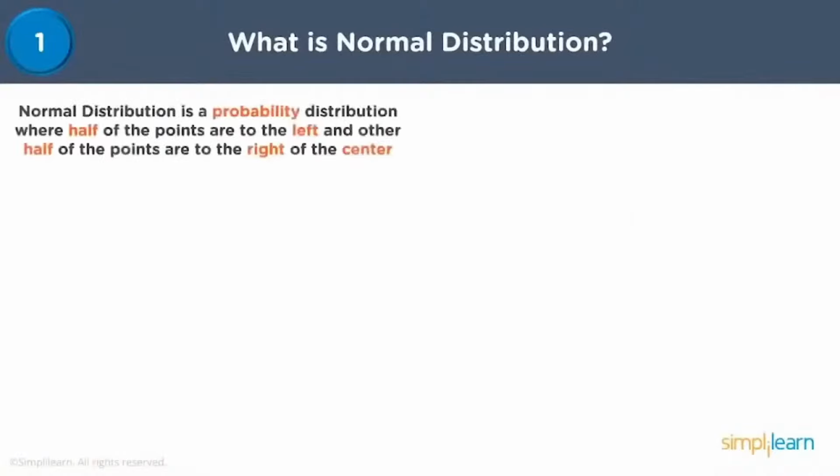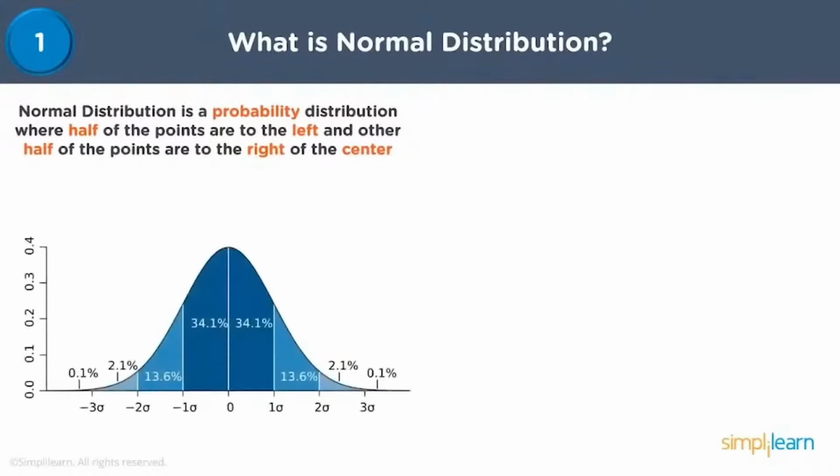The first question we have is, what is normal distribution? Now, normal distribution is a probability distribution that is used to check how your data is distributed. Your data could be spread out to the left or to the right, but in many cases, the data tends to be around a central value with no bias left or right, as you can see on your screens. This is called a normal distribution, where half of the points are to the left and another half of the points are to the right of the center.